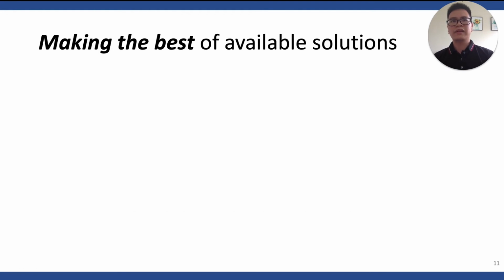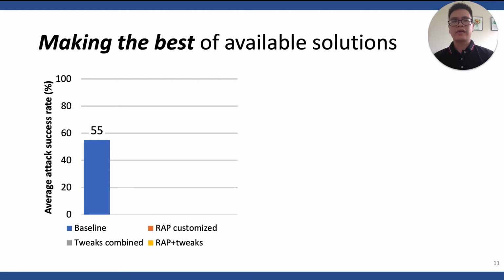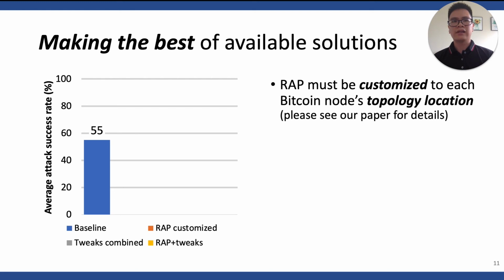Knowing that none of the defenses is sufficient alone, we attempt to make the best available solution. For the sake of comparison, we show again the success rate of the attacks against the baseline client is 55%. First, we find that RAP must be customized according to each Bitcoin node's topological location. For example, we need different RAP customization for 2 different nodes, in which one node is in a highly well-connected network, while the other node is in a single host network. Please see our paper for more detail on this. We find that the location-customized RAP profiles can reduce the attack success rate to 9%.